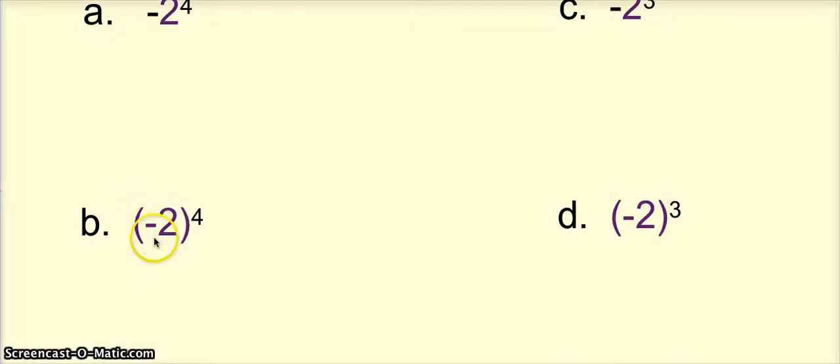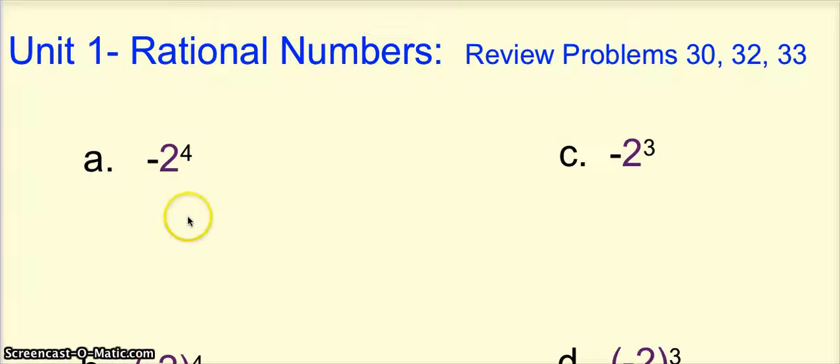In part B, the parentheses is around the negative sign, so that means that negative is attached to this base of 2. And so that means that I'm taking negative 2 and multiplying it times itself 4 times. So let's take a look at what this means for our final answer.